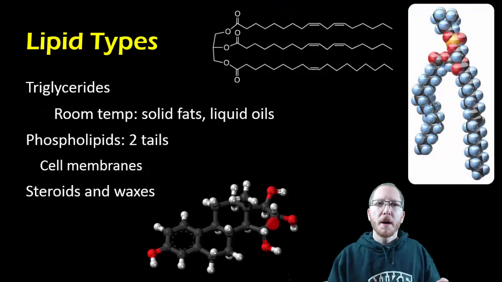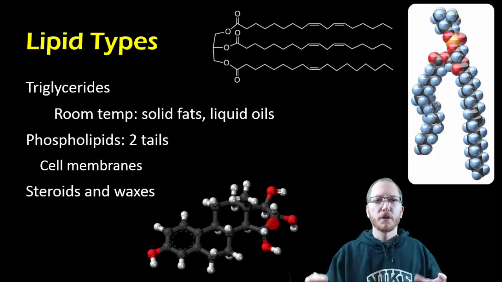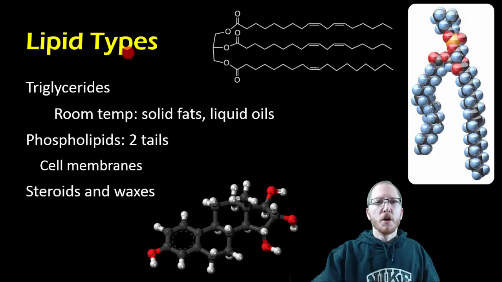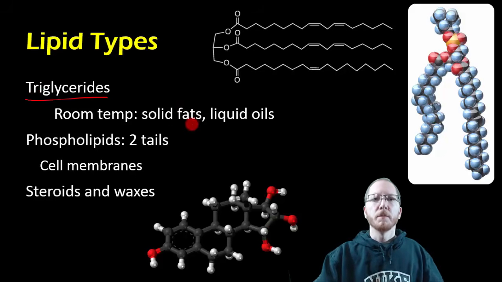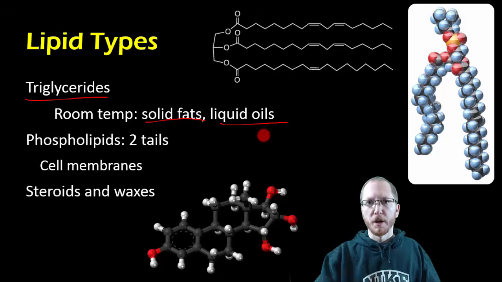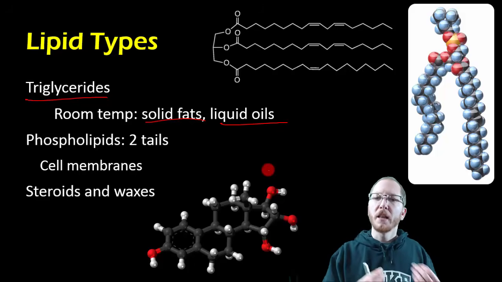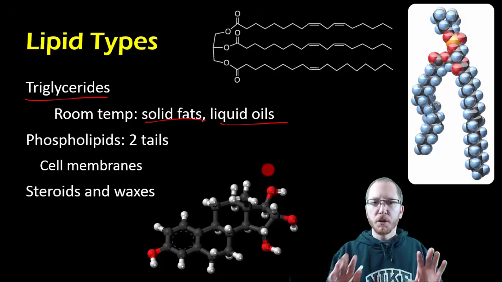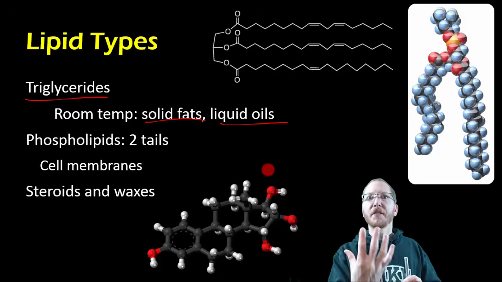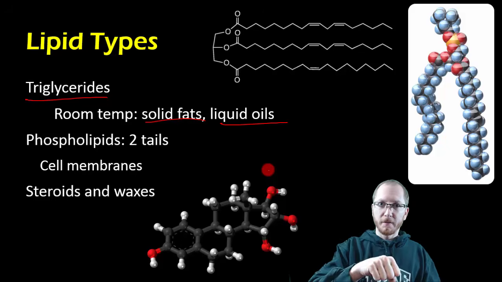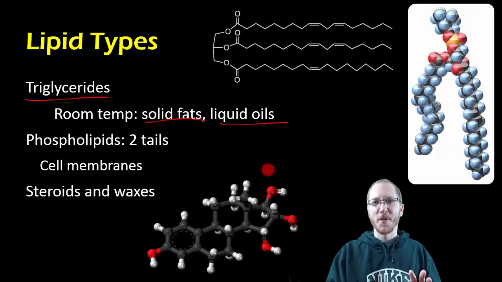Now, as we talk about these types of lipids, I want to make sure of the difference between some of them. So we brought up triglycerides, and their claim to fame really is that they tend to be fats if they're solid at room temperature and oils if they're liquid. So most of the fats and oils that we eat are going to be triglycerides, and the only difference between those two, at least the most obvious one, is if you have to pour it at room temperature, that's an oil.